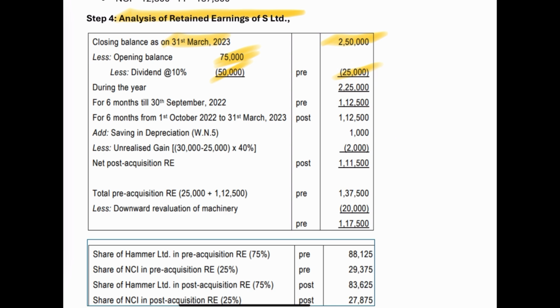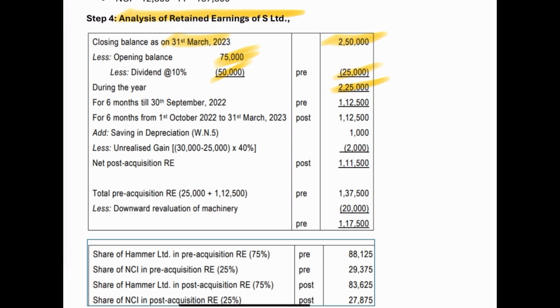Okay, then from 250,000 we have to reduce 25,000, so the net profit during the year comes to 225,000. Okay, then this 225,000 needs to be allocated between pre-acquisition, post-acquisition.